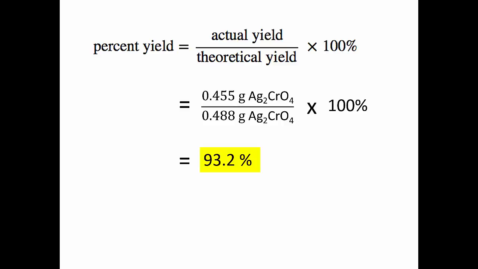Importance of percent yield. It gives you feedback about how sharp your laboratory skills are. It forces us to consider why theoretical yield was not attained. Was it an error in calculations, in measurement, in poor laboratory technique, or are there other factors at work that need to be reconsidered?